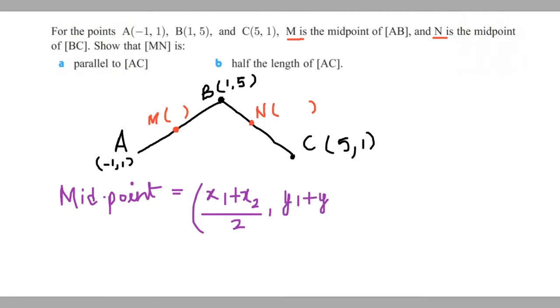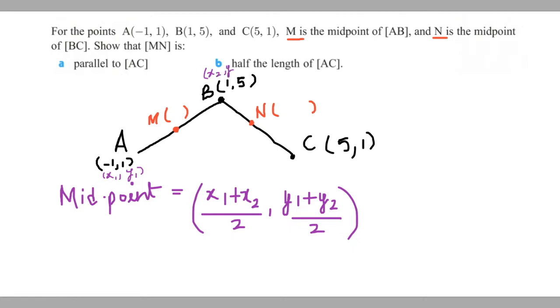Where will x1, y1 and x2, y2 come from in our question? We are supposed to find this M and N. We'll deal with M first. M is the midpoint of AB. Our x1, y1 could be this, or the other one, I can take as x1, y1. It's my wish. So I'm taking this as x1, y1, and I'm taking this as x2, y2.